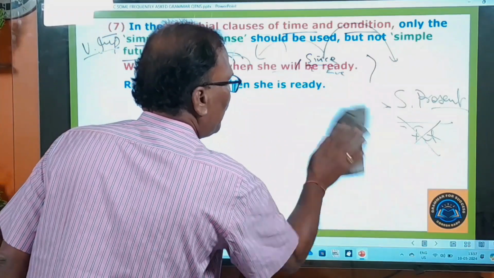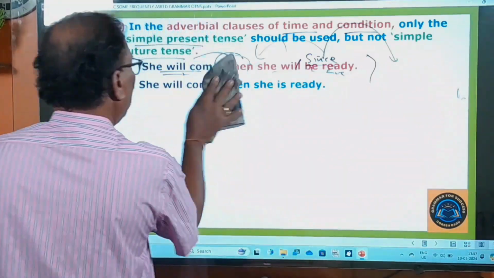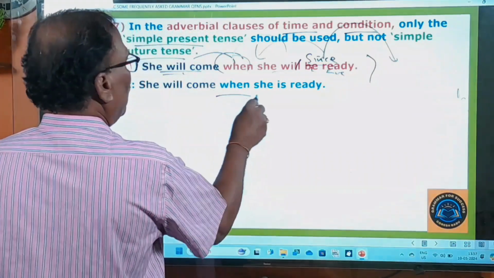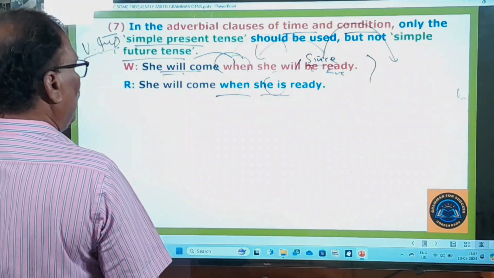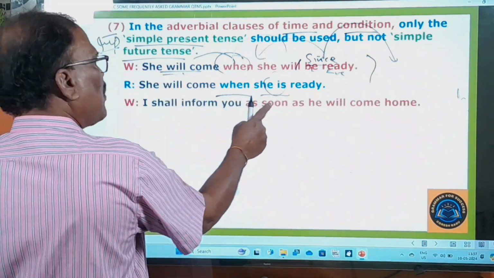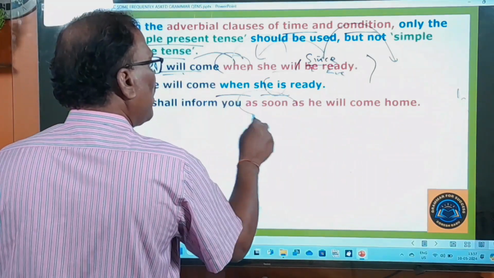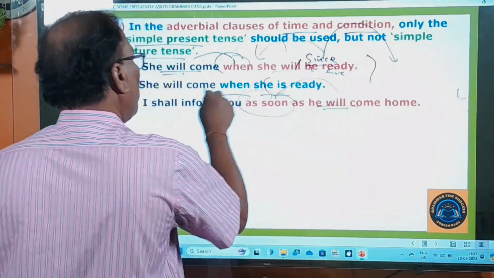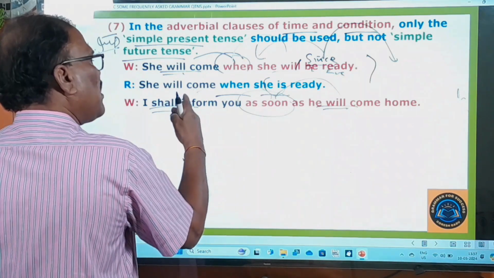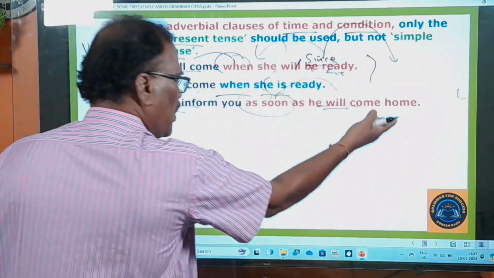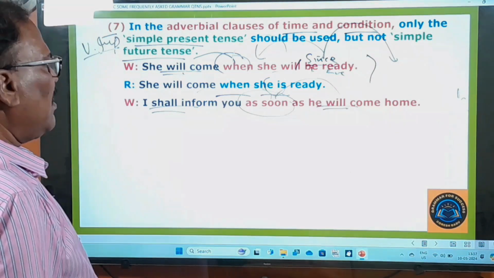Okay, right. After "when", simple present. Easy, simple present. Okay, of course. I shall inform you as soon as he will come here. "As soon as" is there. After this simple future is there. Before that simple future is there. Whenever there is simple future in the sentence given before the conjunction, there must be simple present after that conjunction.